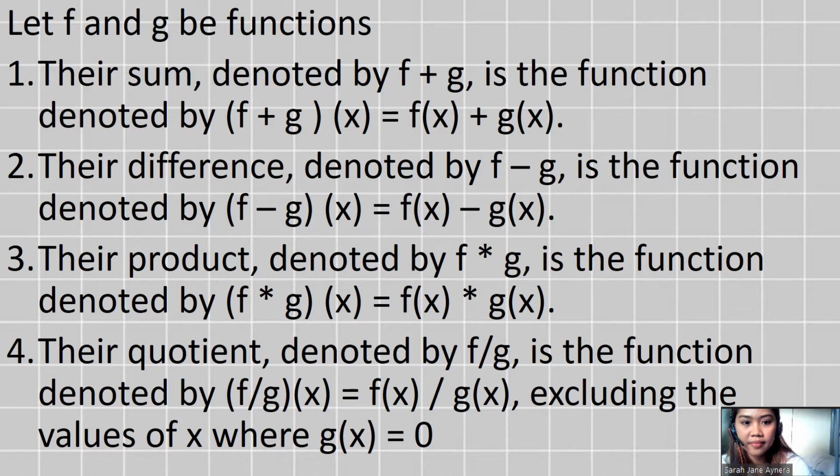Their quotient, denoted by f over g, is the function defined by f over g of x is equal to f of x over g of x, excluding the values of x where g of x is equal to 0.